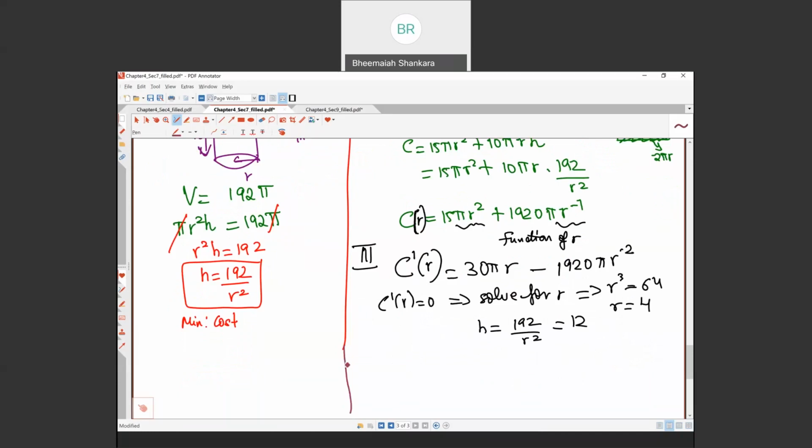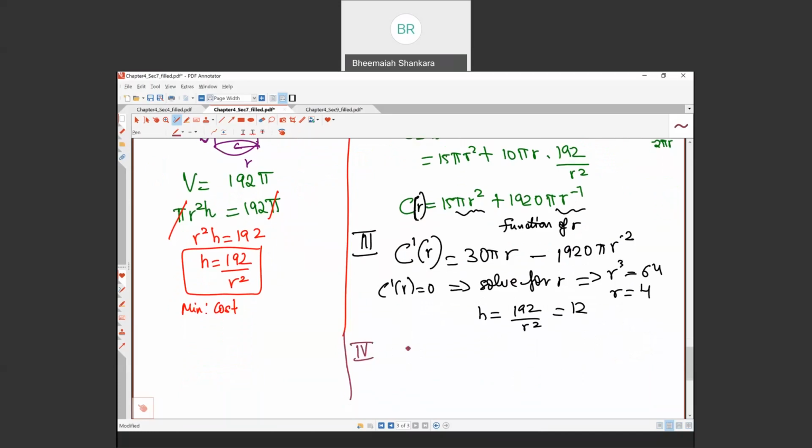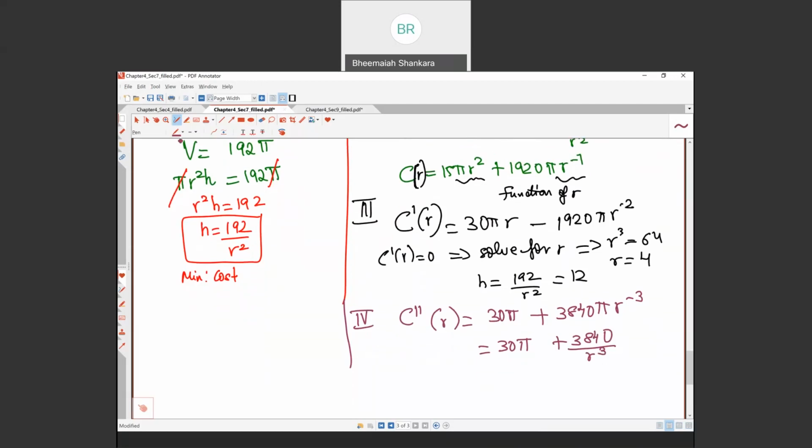So here is step 4, which will justify whether you minimize or maximize. So calculate c double prime of r, differentiating c prime of r again. You have 30 pi plus 3840 pi r to the negative 3. So you have 30 pi plus 3840 pi divided by r cube. Now we know that r is the radius, which is greater than 0. We calculated it as 4. So for r greater than 0, if you plug the r value into the c double prime expression here, you see that c double prime will be positive. We are not worried about the value but just about the sign. Finally, you get an expression which is positive.